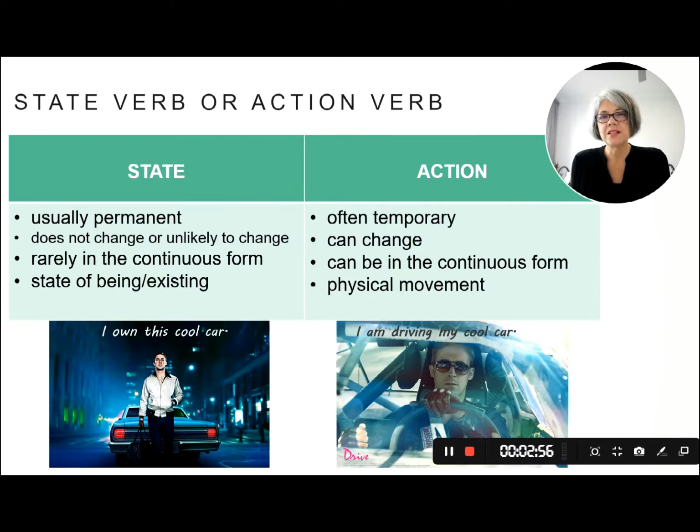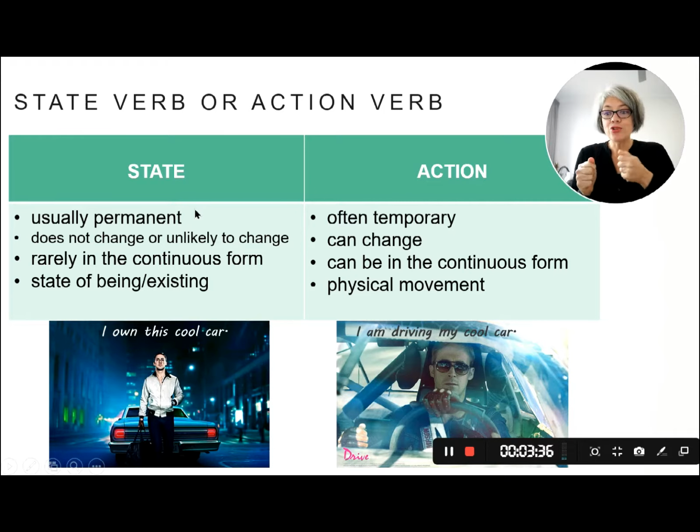Now let's consider the difference between a state verb and an action verb. This guy looks pretty cool. He owns his cool car, but this guy is in the middle of an action. He is driving his cool car. So the verb on the left, own, is a state verb. It's usually permanent. It's very unlikely to change. It's rarely in the ing form. And it's the state of being, not changing.